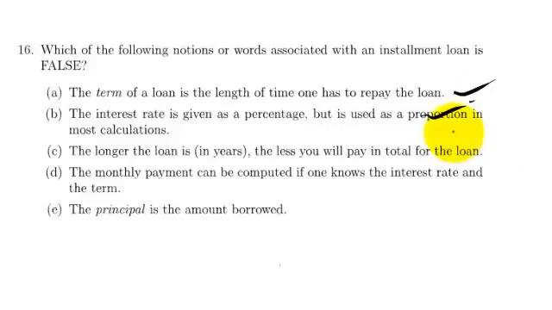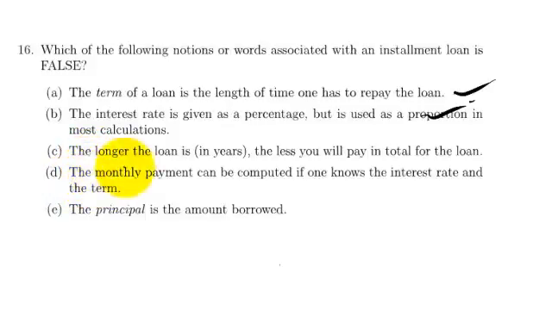Yes. We've talked about this in great detail that when you use the formulas in class that you should write your percentage as a decimal. Decimal is the same as proportion in that case. The longer the loan is in years, the less you will pay in total for the loan. Now this is the one that's actually false, and it is definitely false. But I'm going to come back to this because I want to show you on the calculator.